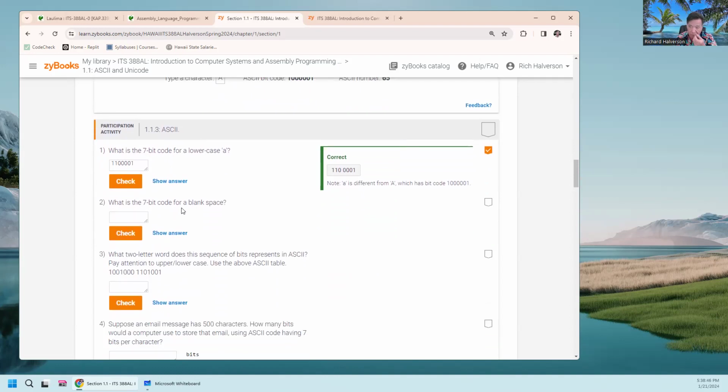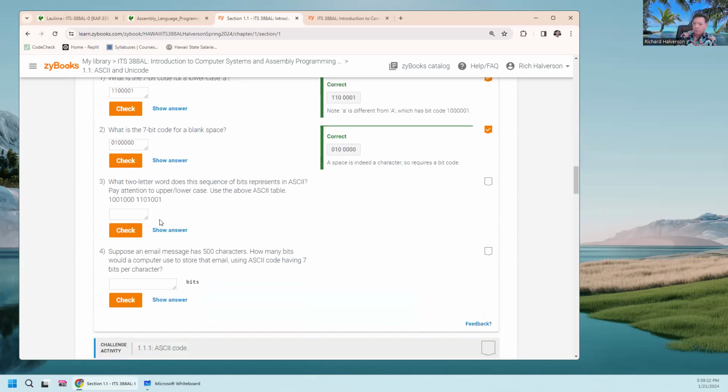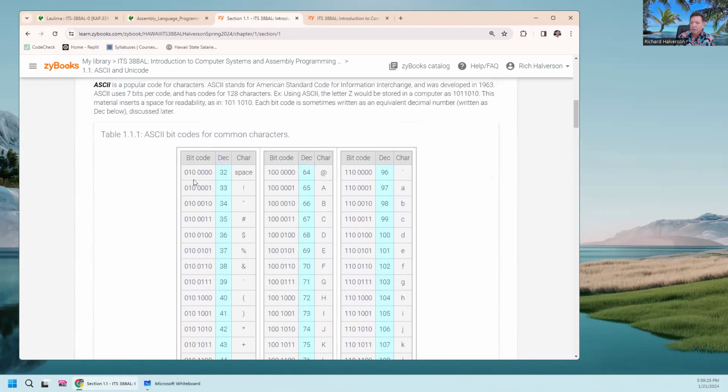What's the 7-bit code for a blank space? Well, that's decimal 32. That would be 0, 1, 0, 0, 0, 0. I think. Oh, it's got to be one more. One more here. Okay, I'm guessing. Oh, I'm right. It's actually this one right here. Space.